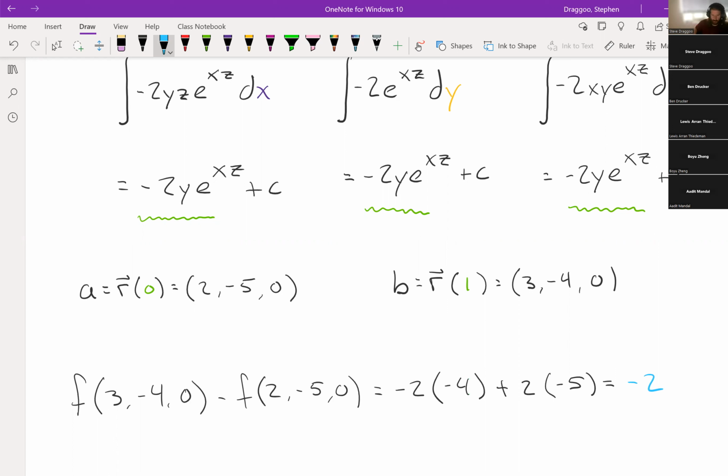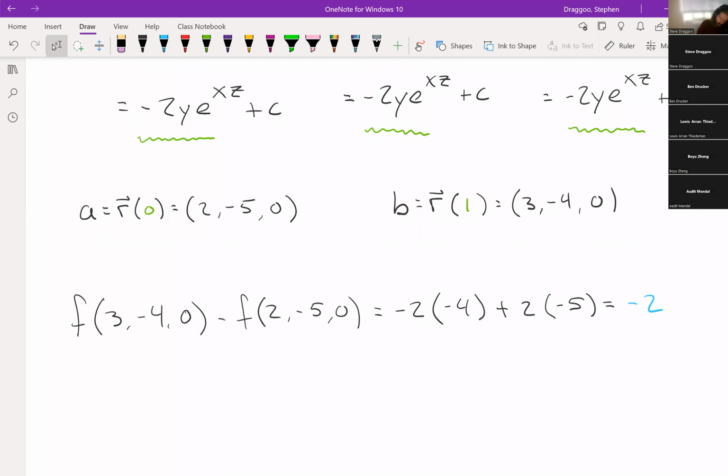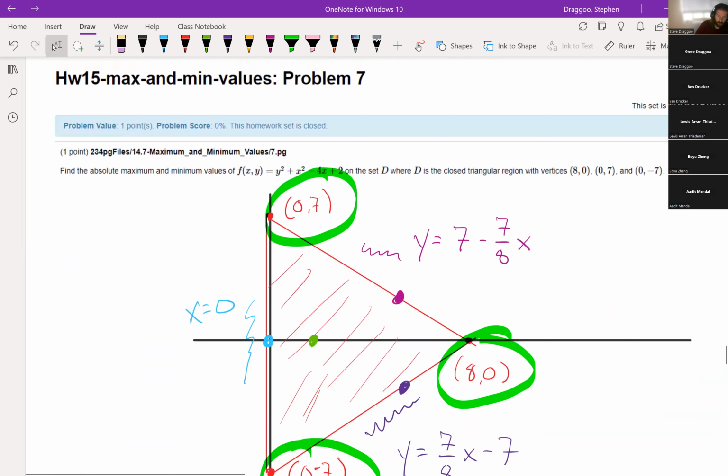Yep, so way nicer to evaluate our line integral this way. Maybe I should just plug in what I'm actually doing there. This is negative 2 times negative 4 times e to the 3 times 0 minus negative 2 times negative 5 e to the 2 times 0. That's the work I was doing. But anyway, I get negative 2. That was way nicer than having to actually do that line integral. So the fundamental theorem ends up being pretty fundamental. Sorry, I won't do that again.